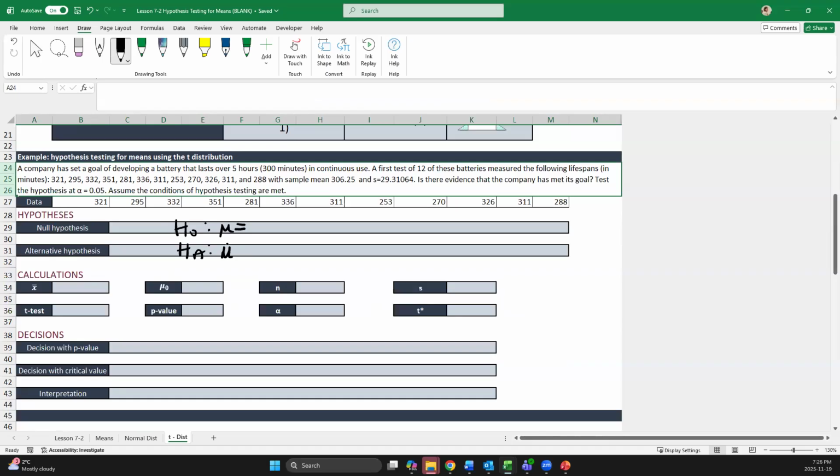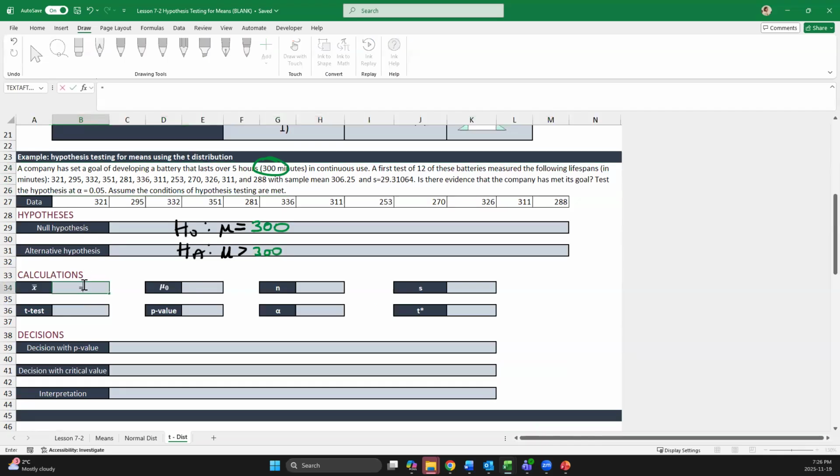Because we're talking about the mean, I'll start with my parameter mu, and the null always has the equal sign. For the null, we'll look at the goal the company has, which is 300 minutes in continuous use. That doesn't mean the battery life is 300 minutes, that is just their goal. They want to prove that the batteries can last more than that. So we're trying to see if they are more than 300 because when they did a sample of 12 batteries, they got just over that, 306.25.